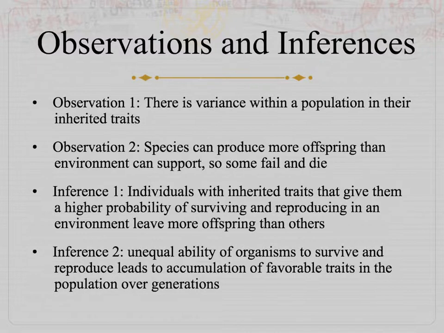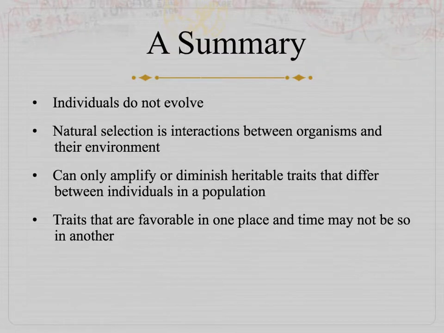One is that individuals with inherited traits that give them a better chance of surviving and reproducing will, just by nature, leave more offspring because they're better suited to their environment. And the other inference was that this unequalness between organisms, the unequal ability of one organism to survive over the other, leads to an accumulation of favored traits over time.